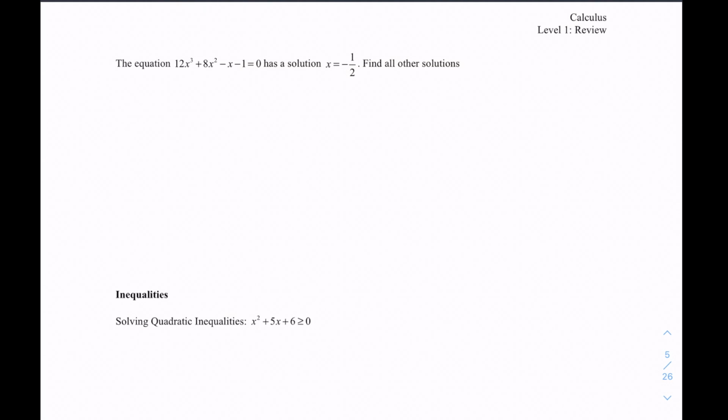So let's apply what we were working on with synthetic or long division. We're given a polynomial. It's equal to 0. It has one solution, x equals negative 1/2. Find all of the other solutions. So once we are given one of these, I can use the negative 1/2 to simplify this cubic function down to a quadratic, and then we're going to factor.